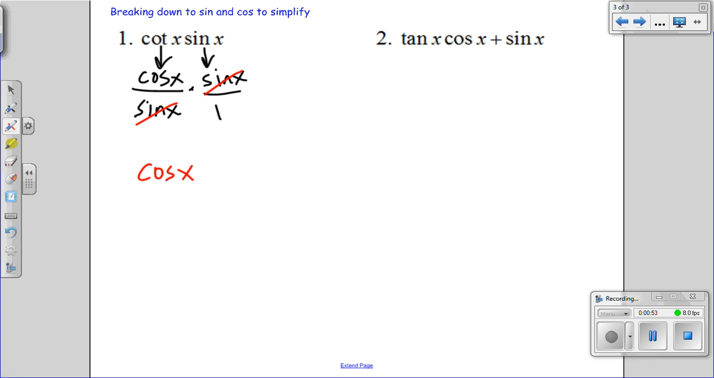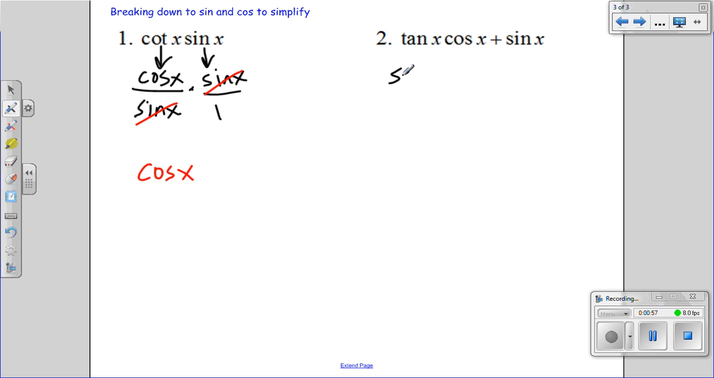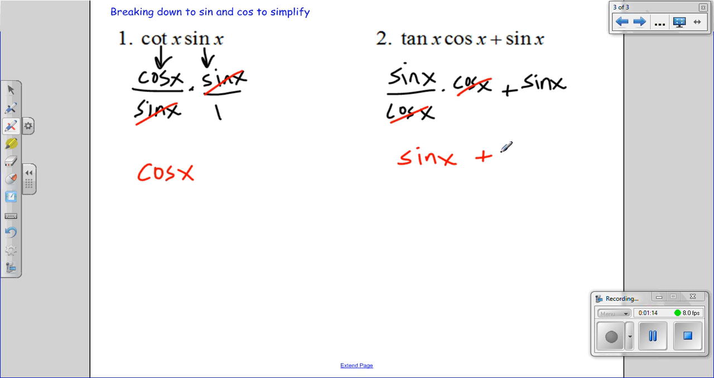We see the same thing here in the second problem, where we break down tangent, this time into sine over cosine, multiply it by the cosine that's already there. The rest of the problem stays the same. And notice right away we can see that those two cancel each other out, and we're basically left with sine of x plus another sine of x. And just like adding two like variables, we just say, hey, there's two of them here, so we just say 2 sine of x.